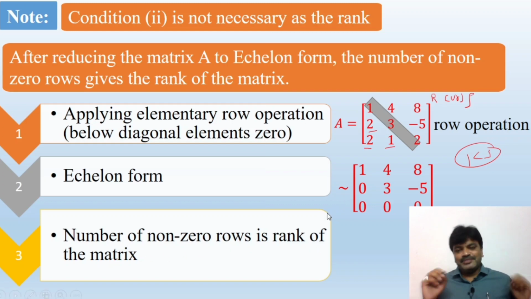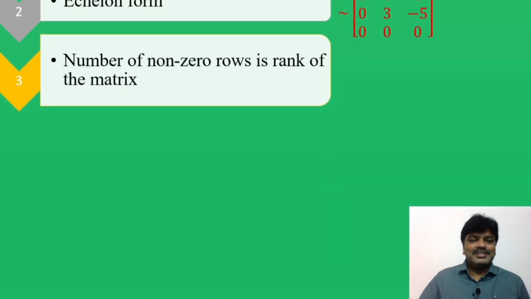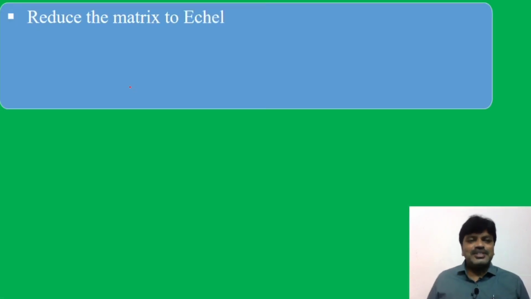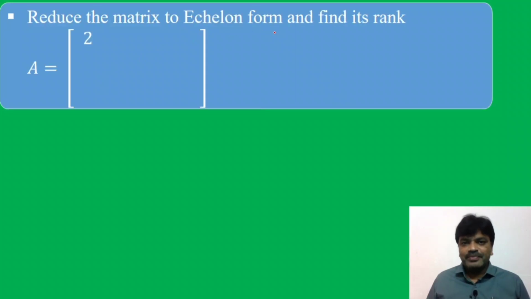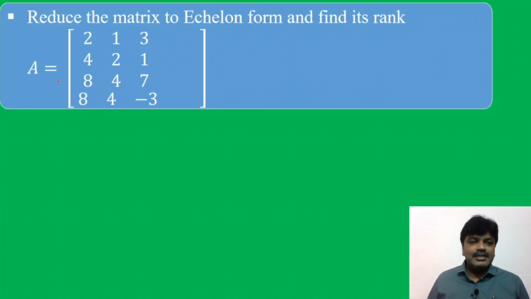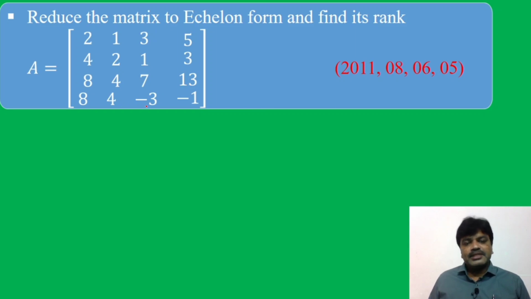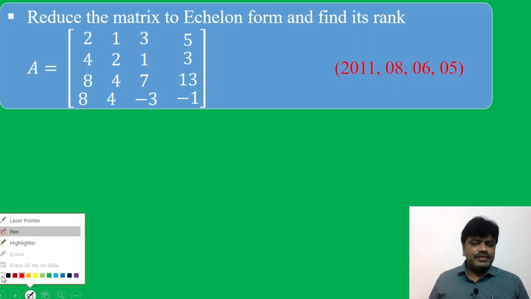Now I have a doubt here. How do we make these elements 0, friends? Let us see through one problem, friends. Reduce the matrix to echelon form and find its rank. A is equal to 2 1 3 5 4 2 1 3 8 4 7 13 8 4 minus 3 minus 1. You are reducing this matrix into echelon form and also finding the rank, friends. Previous year question, very important, friends. Let us see the solution.